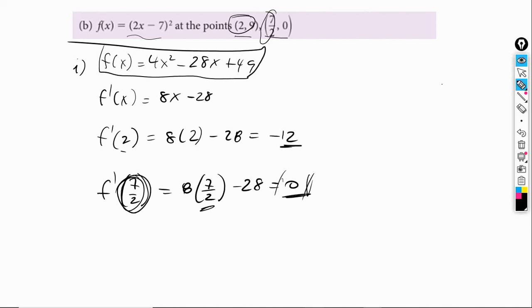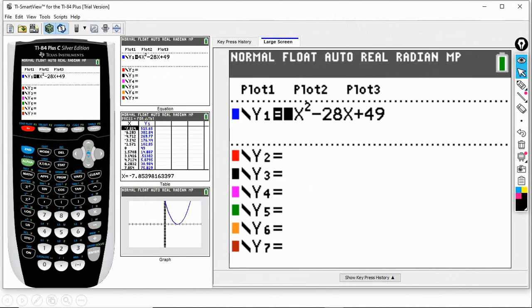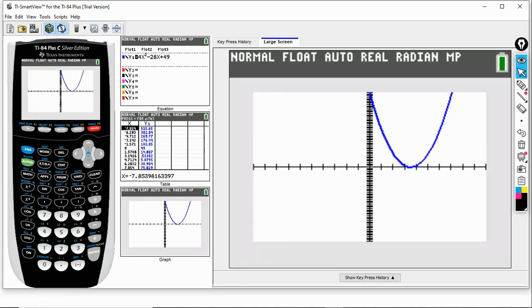Okay, so let's go to the graphing calculator. So again, the first thing we're going to do is plug in the function, right? So it was 4x squared minus 28x plus 49. And then we graph that. So that would be the graph of the quadratic function, 4x squared minus 28x plus 49. So what we're going to do next then is find the derivative at the points x equals 2 and x equals 7/2.